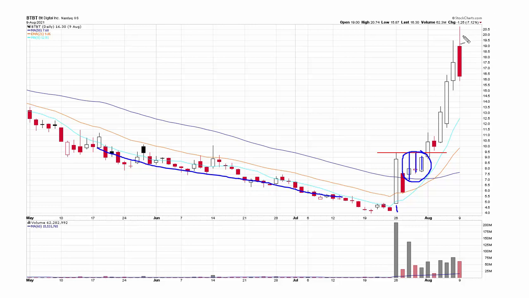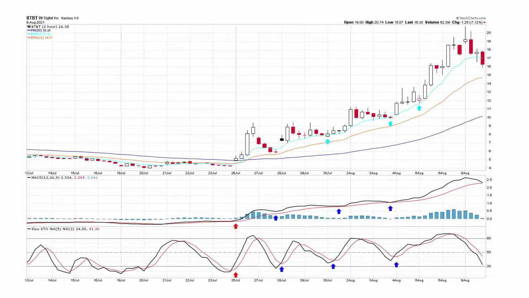Okay, so let's zoom in with a couple intraday charts and see what I was looking at as the stock unfolded. Here's the 2-hour chart. I want to highlight a couple of developments that I look for. One is what I call my kiss and cross trade.